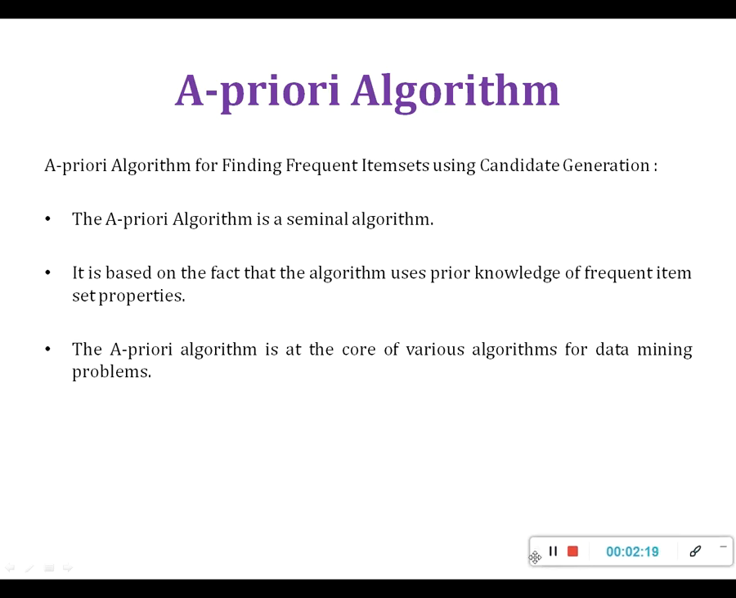We know that the use of the Apriori algorithm is tremendous in data mining problems. It is the most important part of data mining, and it is at the core of different algorithms that we are going to see, for example decision tree, k-means, and so on. This is a very important part of our data mining algorithms.